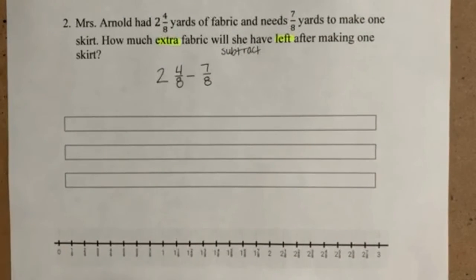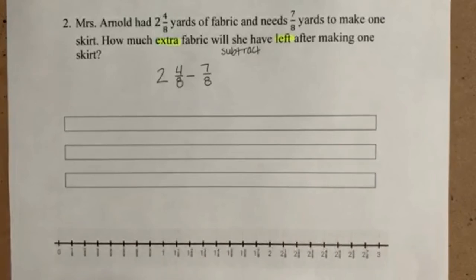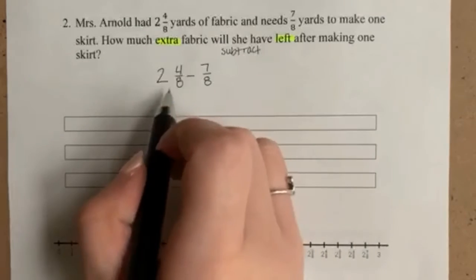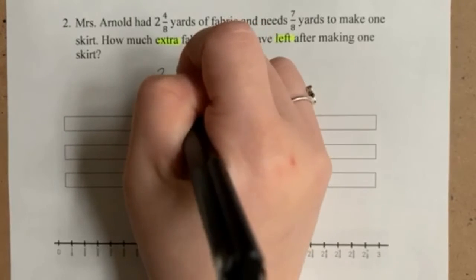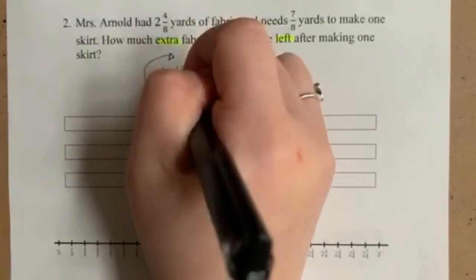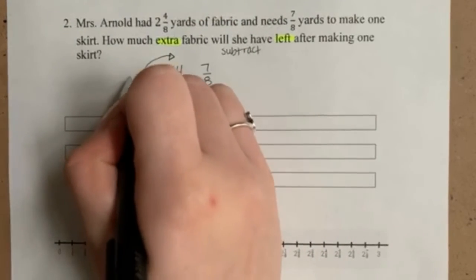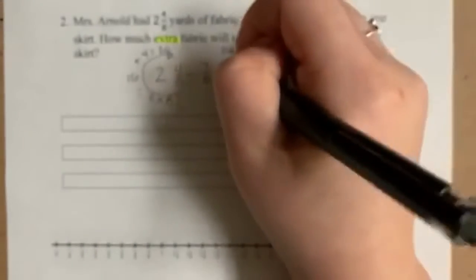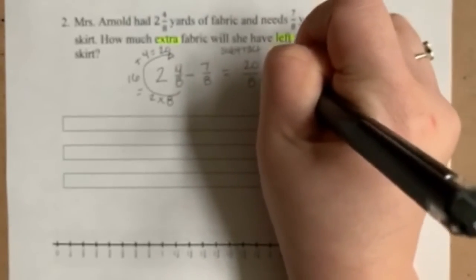Okay, so this looks a little funny just because this is a mixed number and we cannot subtract 4 minus 7. So we cannot do it the same way that we add. We're going to need to change this mixed number into an improper fraction. So going from mixed to improper, remember that you are going to make a big C and go around the number from the bottom to the top. I do 8 times 2, which equals 16, and then 16 plus 4 is 20. So my new equation is 20 over 8 minus 7 over 8.